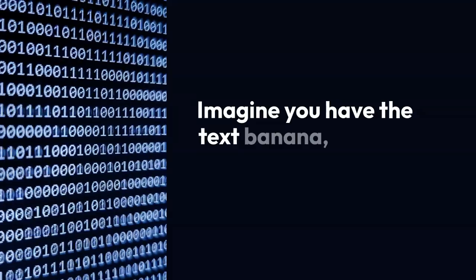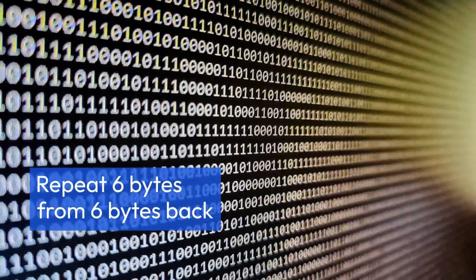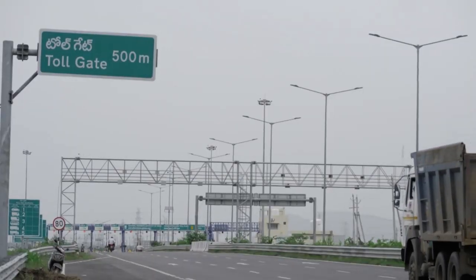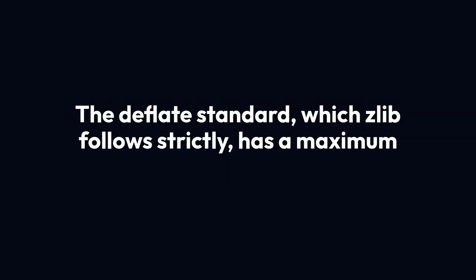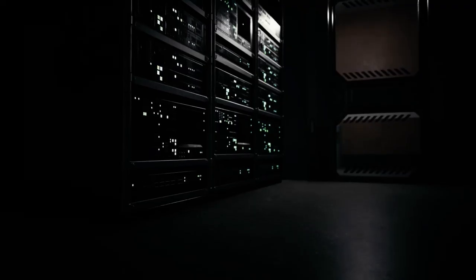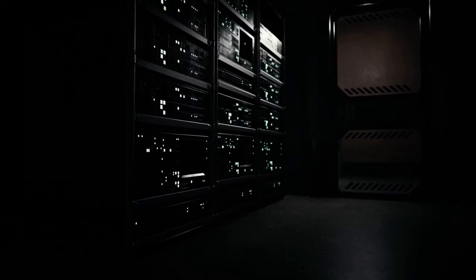Imagine you have the text "banana banana." After the first "banana," DEFLATE might say repeat 6 bytes from 6 bytes back. The distance here is 6 bytes. The DEFLATE standard, which Zlib follows strictly, has a maximum limit for this distance. This limit is 32,768 bytes, or 32 kilobytes. This means a back reference can only point to data within the last 32 kilobytes of decompressed data.